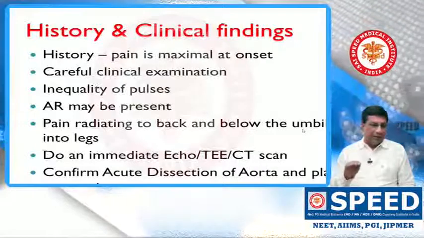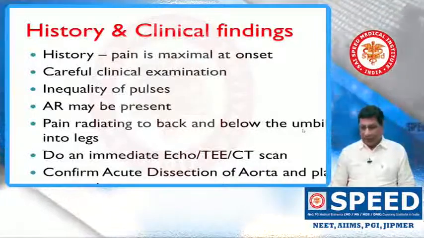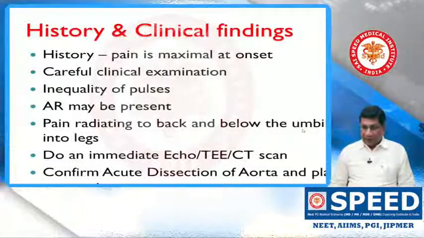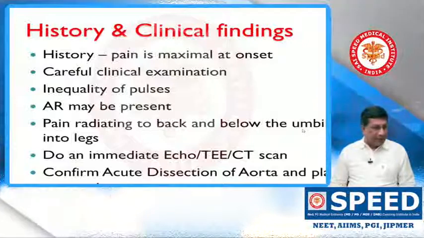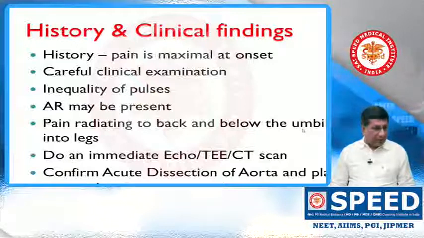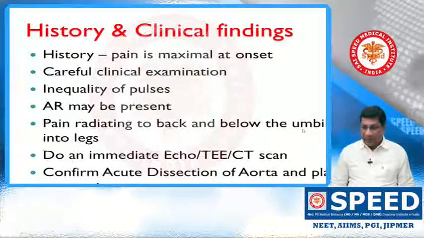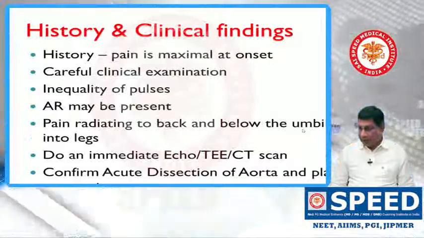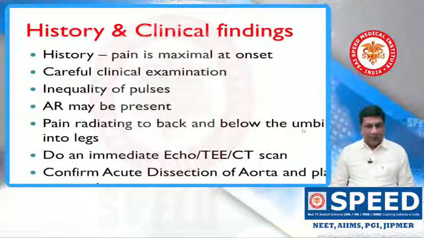Dissection pain can also come with ST elevation because of coronary dissection. So the patient will come with chest pain and ST elevation because of coronary dissection. Pain radiating to the back and below the umbilicus is a very important history, because ischemic pain will never radiate below the umbilicus. It is above the umbilicus and below the jaw.